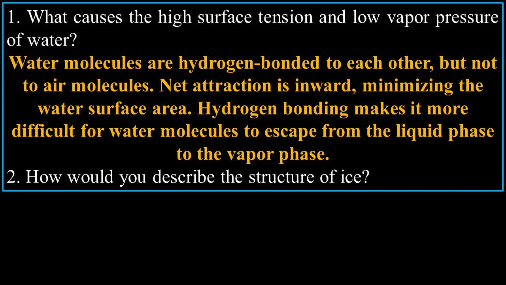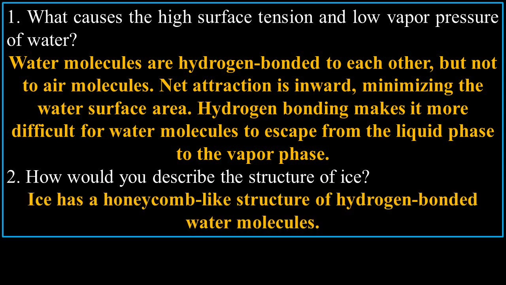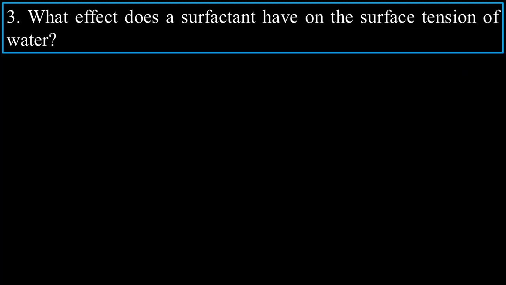How would you describe the structure of ice? Very cold. Now, the structure of ice kind of opens up relative to water when it freezes. It makes this nice little open structure. Ice has a honeycomb-like structure of hydrogen-bonded water molecules, kind of like in a tetrahedral fashion. Tetrahedral fashion.